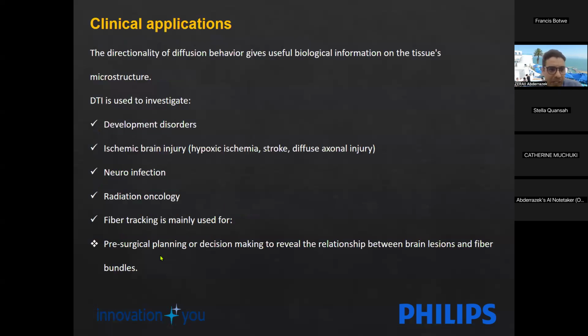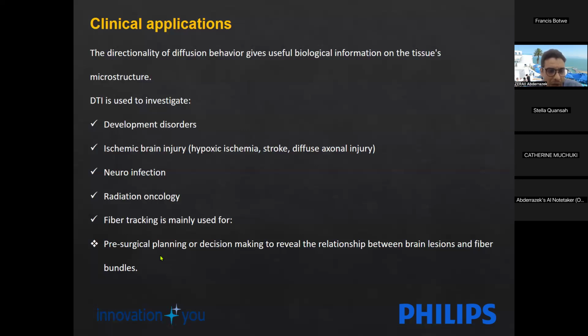So the clinical application for diffusion tensor imaging is used to investigate developmental disorders which can affect physical ability, such as vision, and mental ability, such as learning. Also about neuroinfection, I'll give you some examples like encephalitis, which is an inflammation of the brain, and meningitis, which is an inflammation of the membrane that covers the brain and the spinal cord, which can be caused by either bacteria or a virus.